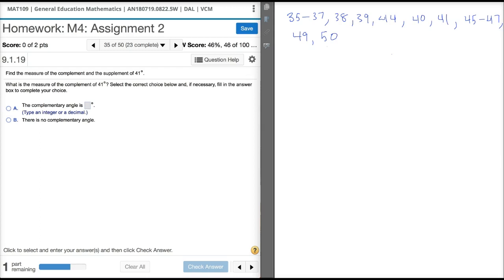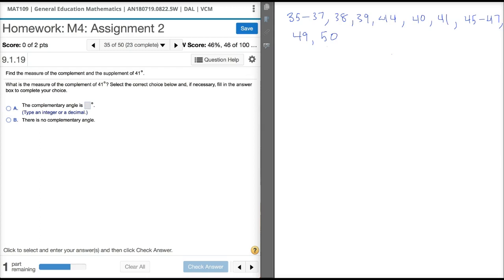You'll see problems 35 through 37, 38, 39, 44, 40, 41, 45 through 47, and then we end with 49 and 50. Again, I am doing these problems in the order in which I think they should be done according to the topics that they cover. Your homework just throws a hodgepodge of stuff in there, but I'm trying to order these in a way where all the topics go together and make sense. So this is what we'll be covering.